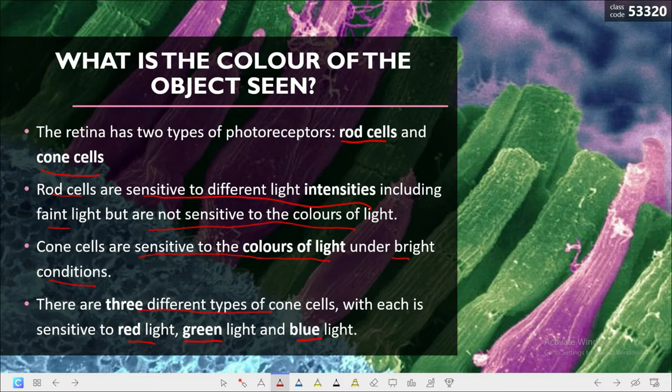So there are three different types of cone cell. So it means the photoreceptors consist of two types of cells: the rod cell and the cone cell. The rod cell is sensitive to light, to the light intensity, while the cone cell is sensitive to color. So what type of color? Red, green, and blue. So this is actually at the retina.